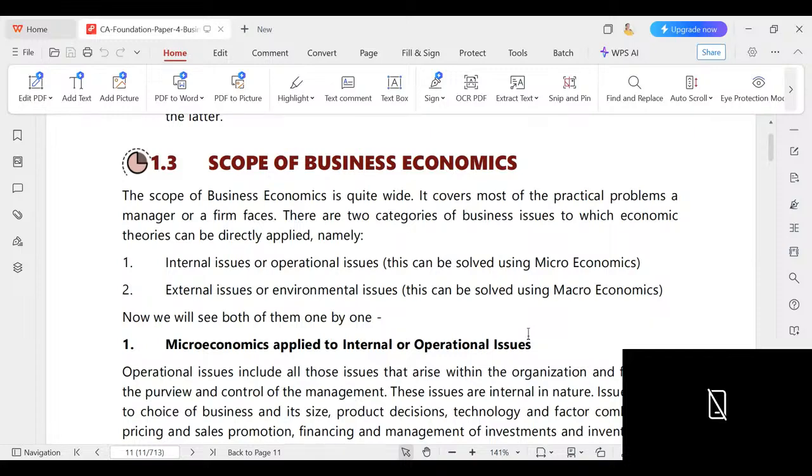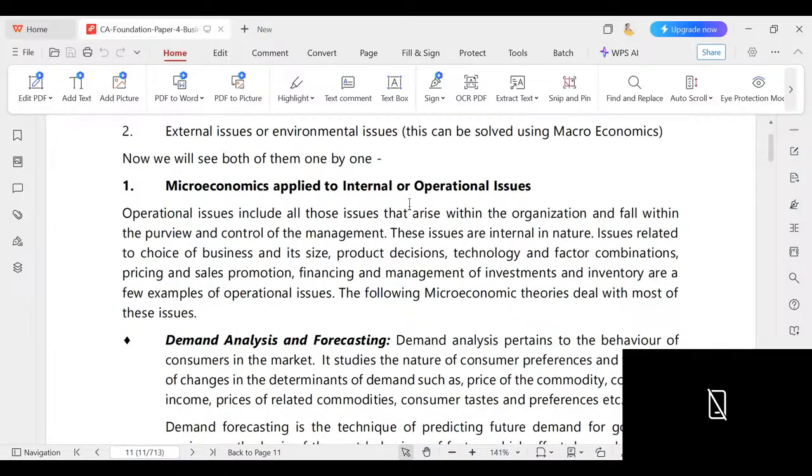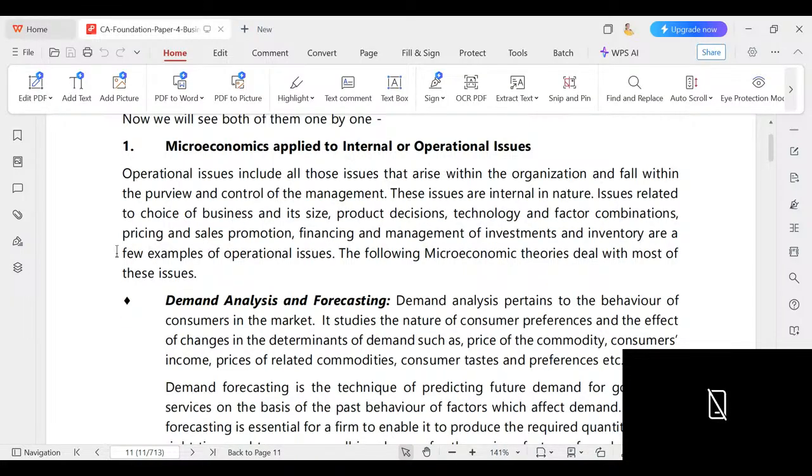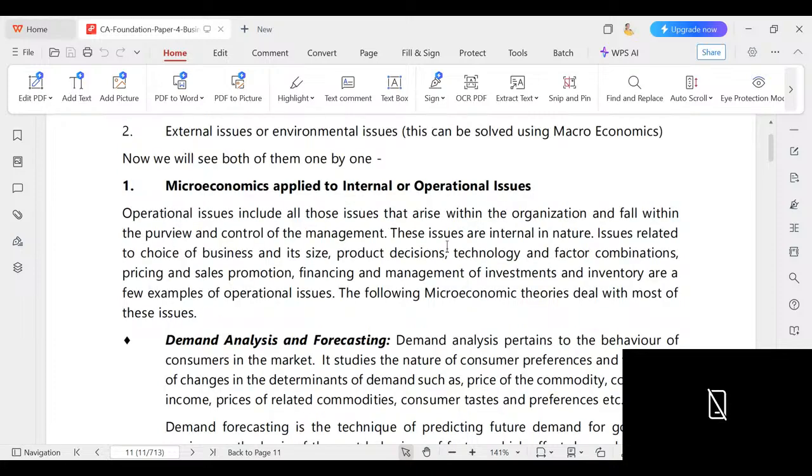How can we solve these issues? We can solve the internal issues through microeconomics. We can solve the external issues through macroeconomics. So this is called the scope of business economics. Scope means what is the wide area, what is the area. That is called scope. So this is the scope of business economics. One by one we have to analyze here. So microeconomics applied to internal or operational issues.